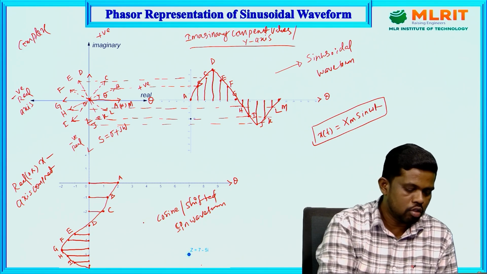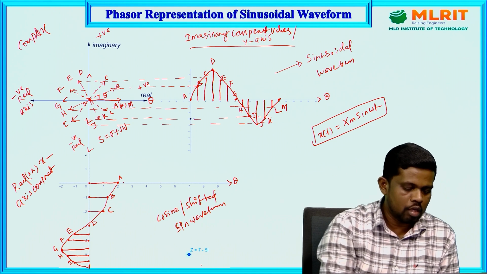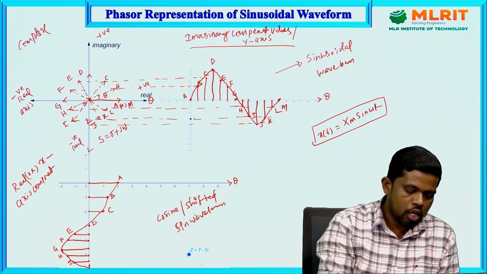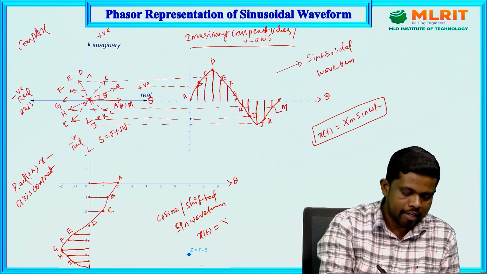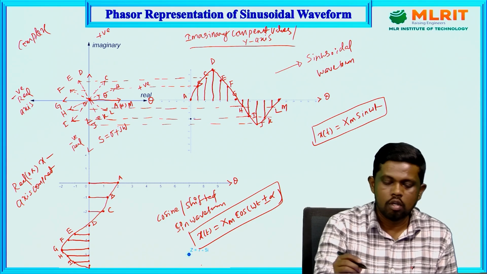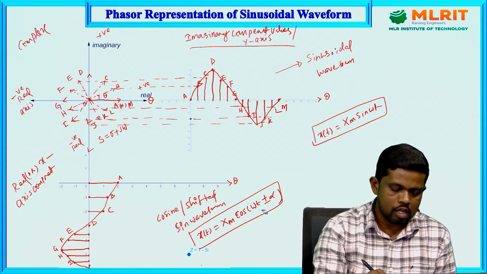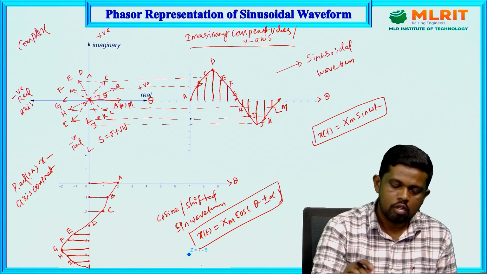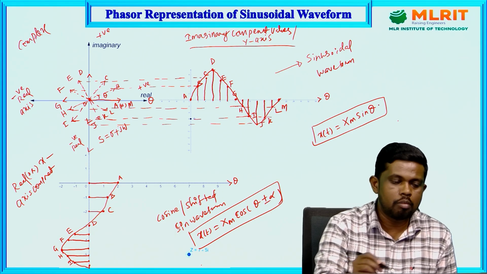How can we write this? Again it is the same signal x. The corresponding signal we can represent as x of t equal to Xm cos of omega t plus or minus alpha. For this we need to consider the theta here, here also theta, and in this case also we can consider theta. So this is the phasor representation of the sinusoidal waveform.